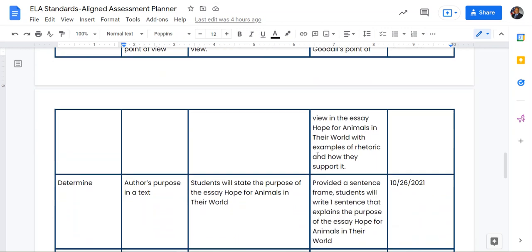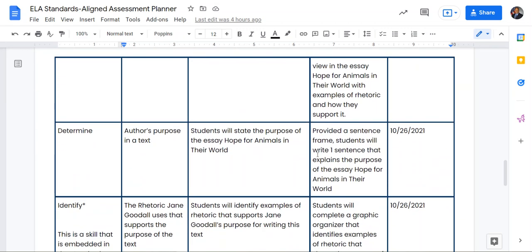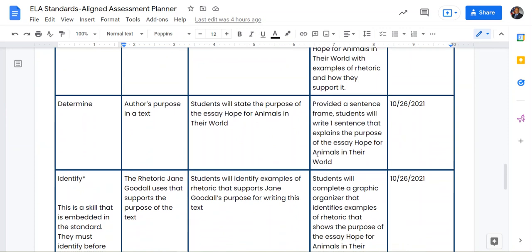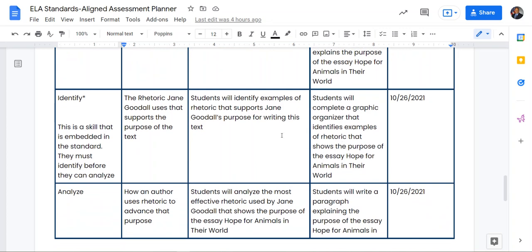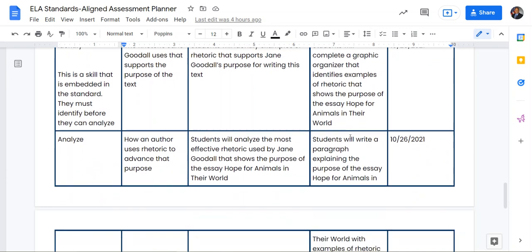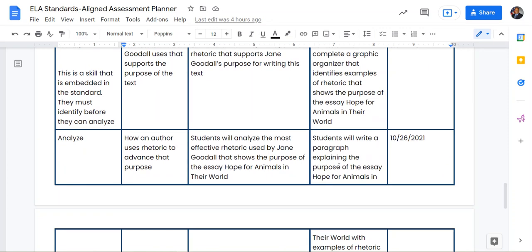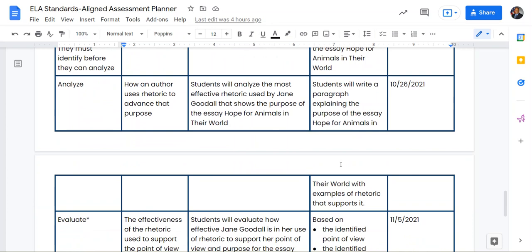We have something very similar for looking at the purpose of the text. Once again, I will give them a sentence frame and they will write a one sentence purpose for the text. They will identify rhetoric and rhetorical devices that support that purpose, and then they will write a paragraph explaining the purpose of the essay, which includes examples of rhetoric that supports that purpose.